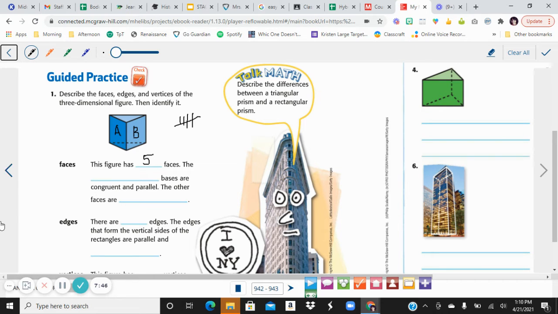What shape are the bases? That's what it wants to know. The triangle, oh my goodness, that is the ugliest writing ever. The triangle bases are congruent and parallel, and the other faces are squares.